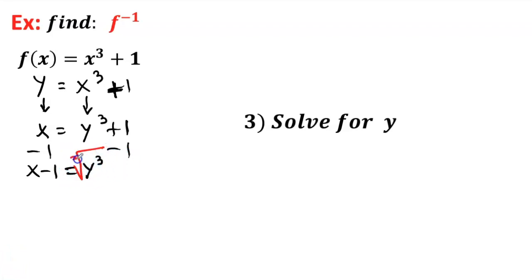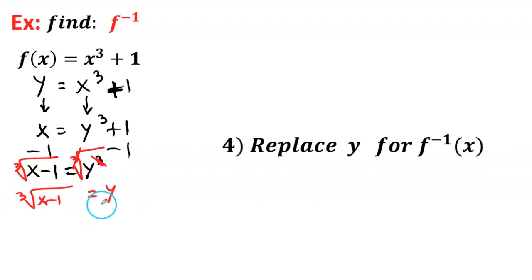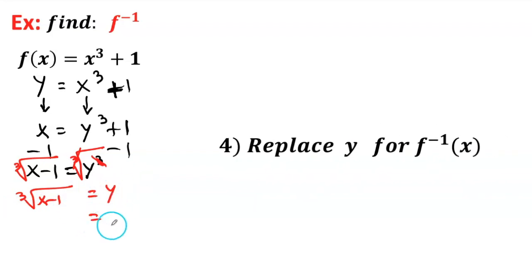Therefore, I have to do cube root on both sides of the function. This cube root will cancel the cube, and then I have y. On the other side I have cube root of x minus 1. And that will be my inverse function. Therefore, this y, I turn it into f negative 1 of x, which is equal to cube root of x minus 1. And that's my inverse function.